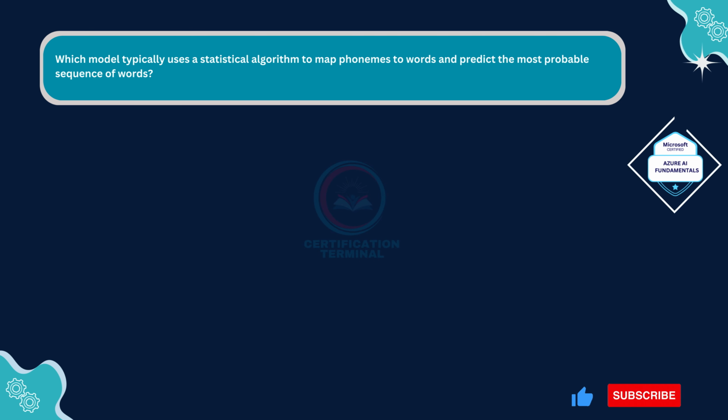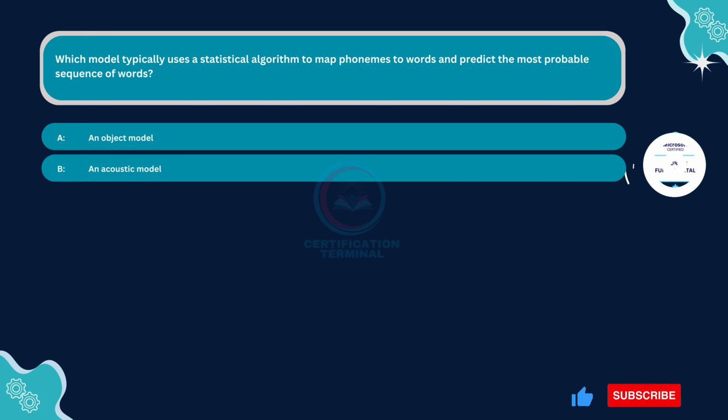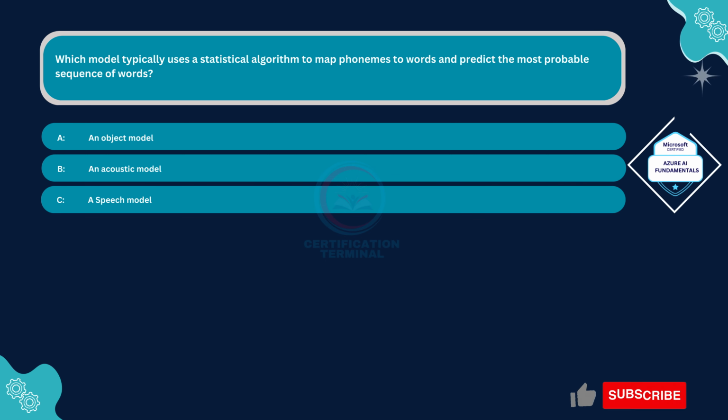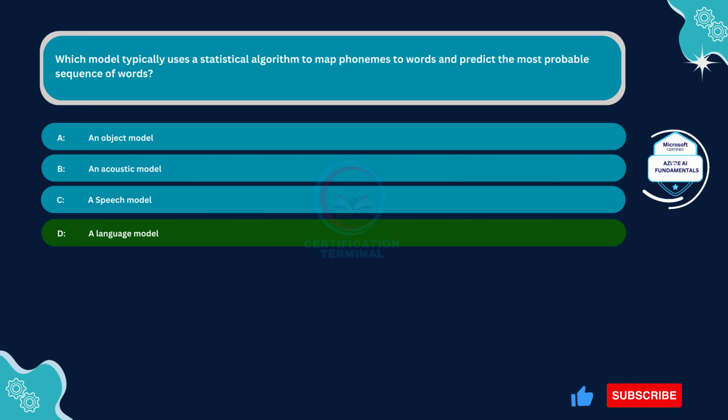Next question. Which model typically uses a statistical algorithm to map phonemes to words and predict the most probable sequence of words? Option A, an object model. Option B, an acoustic model. Option C, a speech model. Option D, a language model. The correct answer is Option D, a language model.